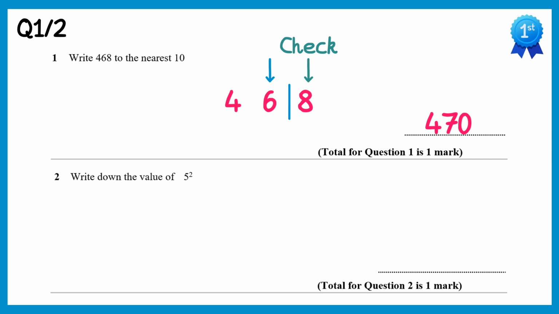For the second question we need to find the value of 5 squared. When you do something squared you just times it by itself, so 5 times 5, which is 25.